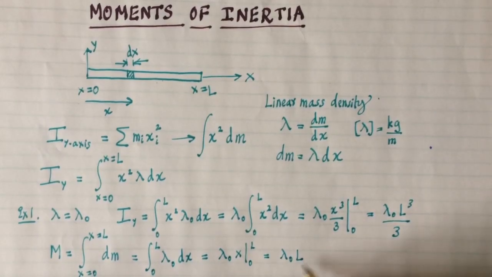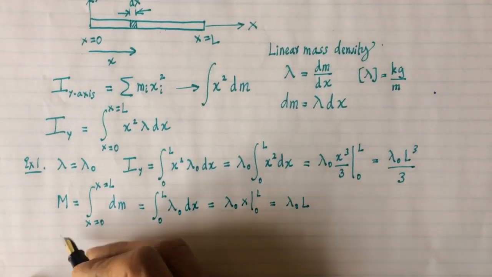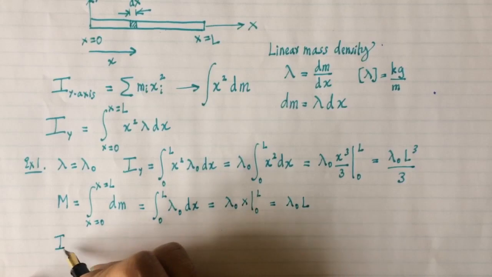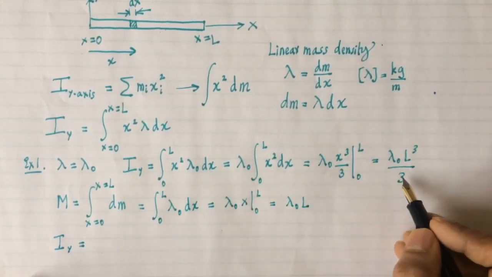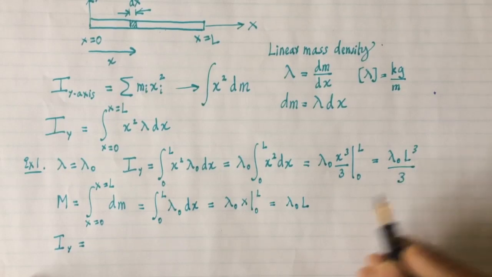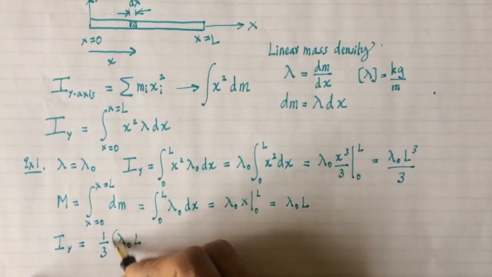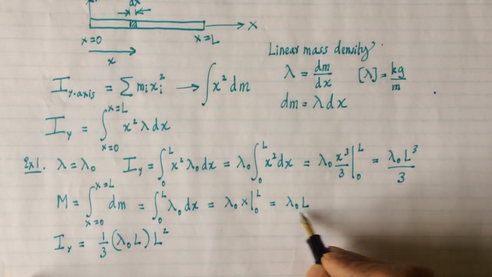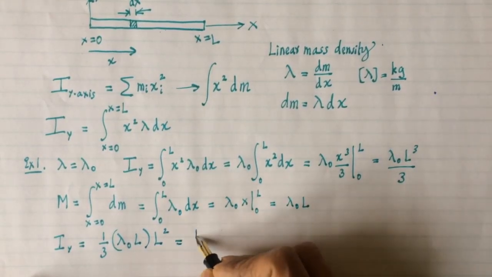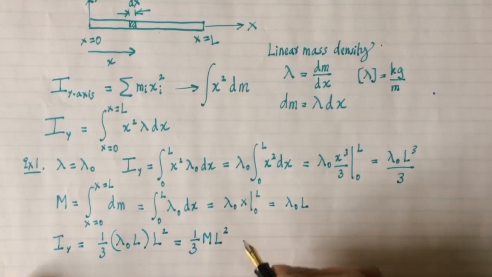And now you can express this moment of inertia in terms of this mass. So that's the next thing I'll do. The moment of inertia, I_y, is equal to, what I'm going to do is I'm going to write this 1/3 lambda naught L cubed in a special way. I'll write it as lambda naught L times L squared. Now you can see that lambda naught L is just the mass, so I'll write it as 1/3 mL squared. And that is the standard result.